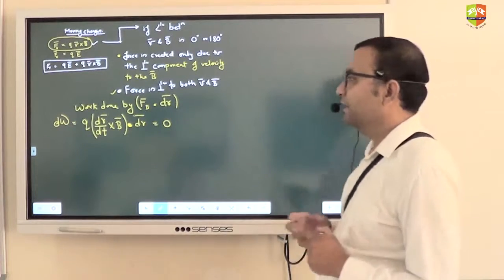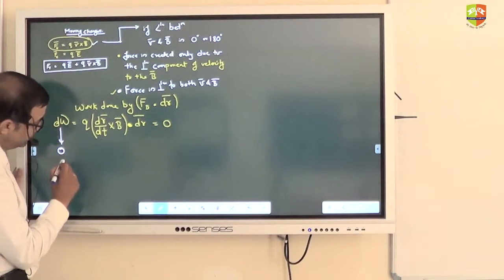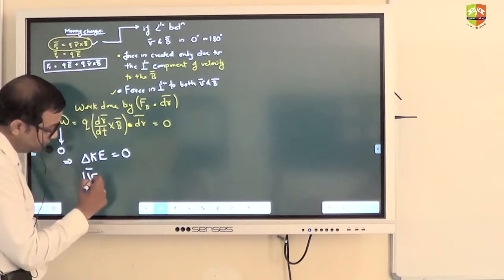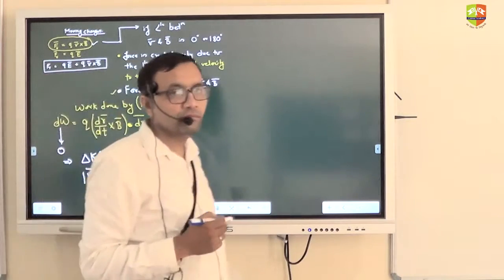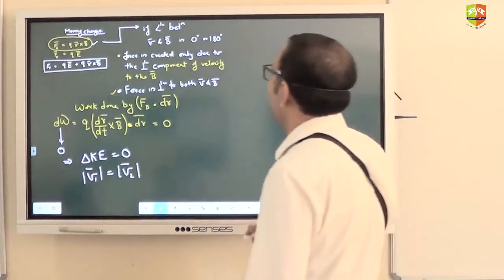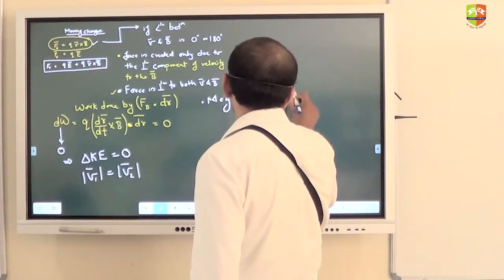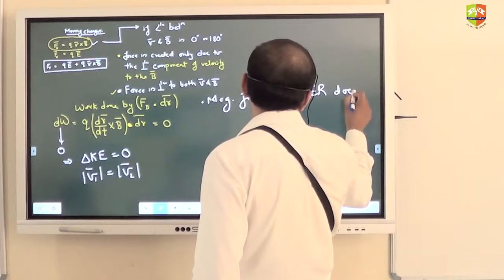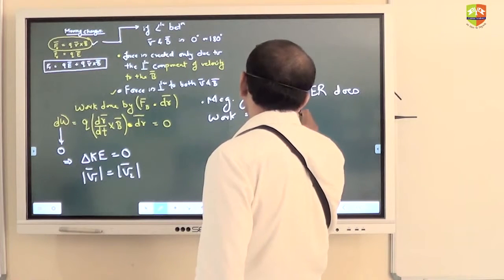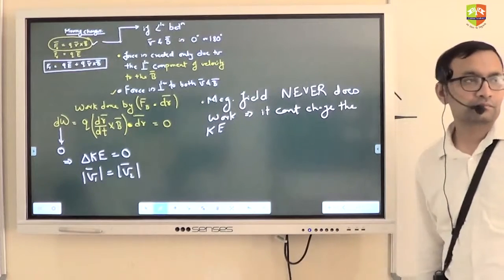Understood? What does it mean? That the change in kinetic energy should be? If dW is 0, it implies that the change in kinetic energy should be 0. And if mass is constant, the magnitude of velocity initially should be equal to the magnitude of velocity finally. Kinetic energy can't change. So write down: the magnetic field never does work. Hence, it can't change the kinetic energy. It can never change the kinetic energy.